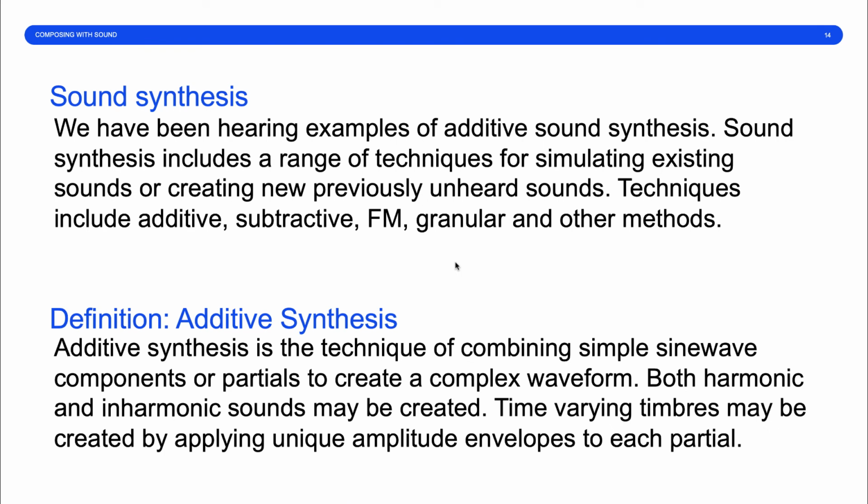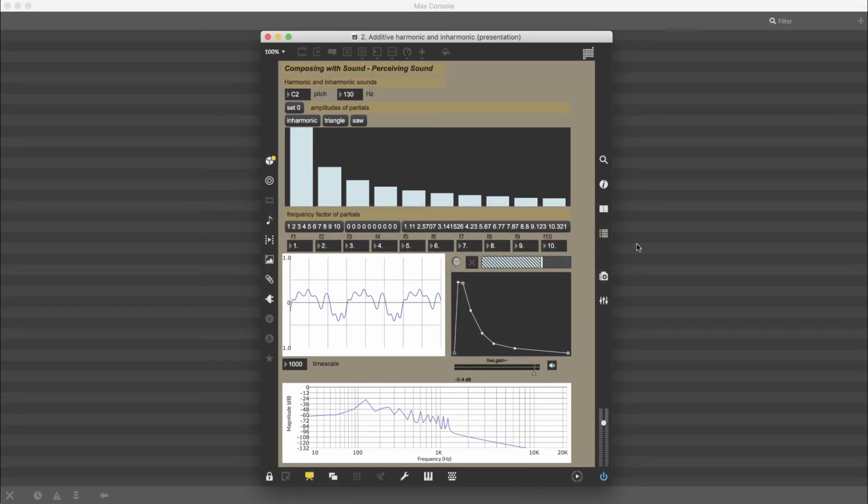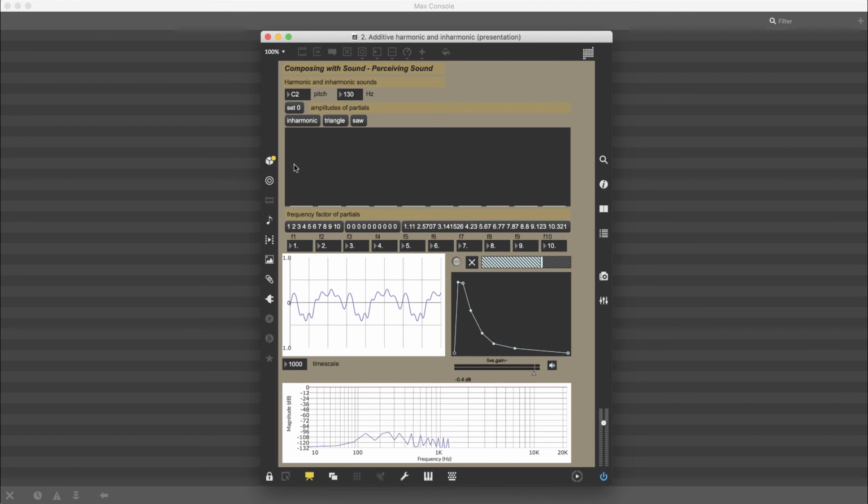So in this patch, what we've been seeing is an example of what's called additive synthesis. We're adding together pure sine wave components. If we jump back quickly, you'll see that each one of these components is a sine wave in its own right, with energy at only one frequency.